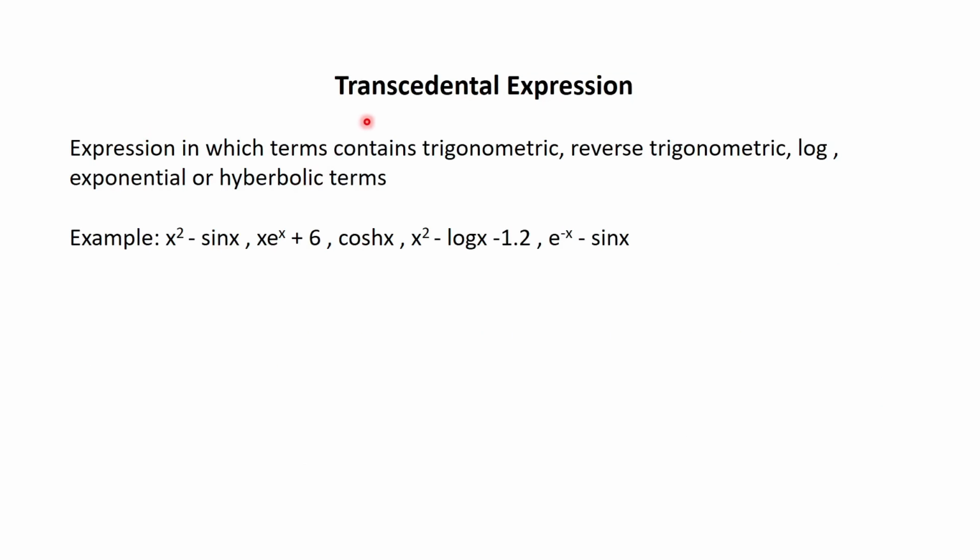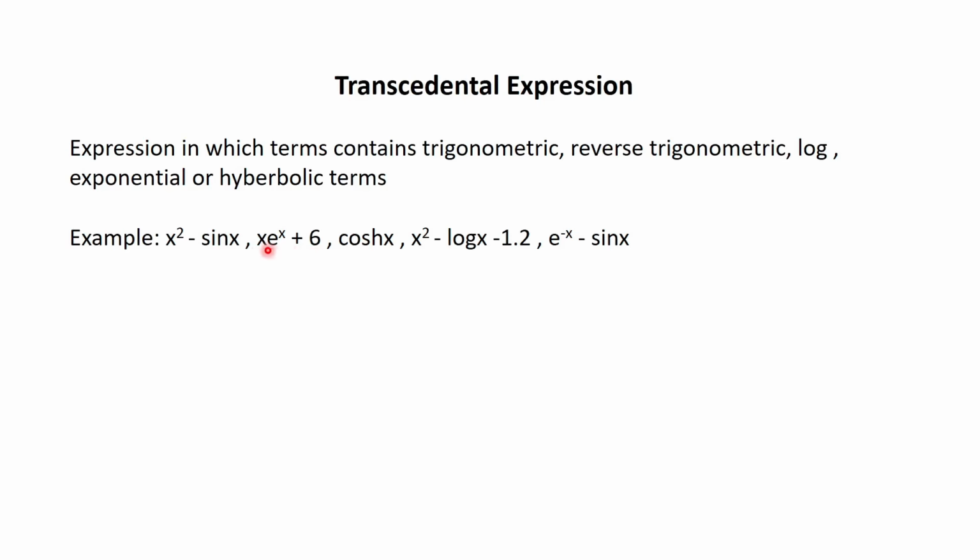Now the next type of expression is transcendental expression. These are expressions in which each term can contain trigonometric, inverse trigonometric, log, exponential, or hyperbolic terms. For example, we have x square minus sin x. This sin x is a trigonometric term. So this x square minus sin x is a transcendental expression.